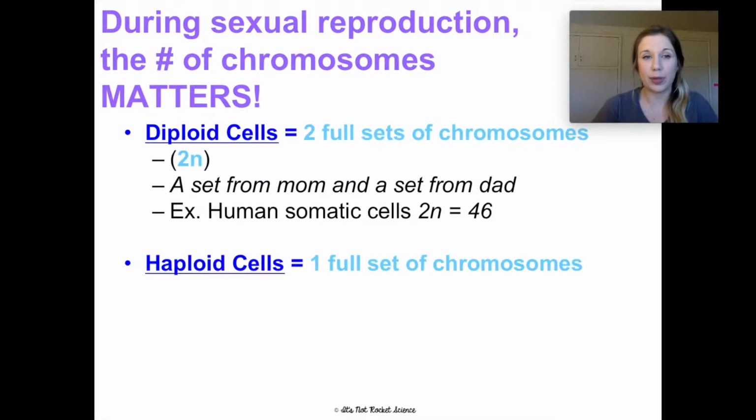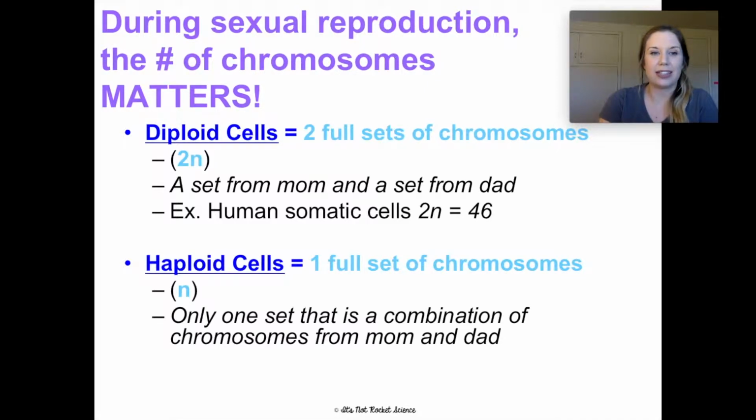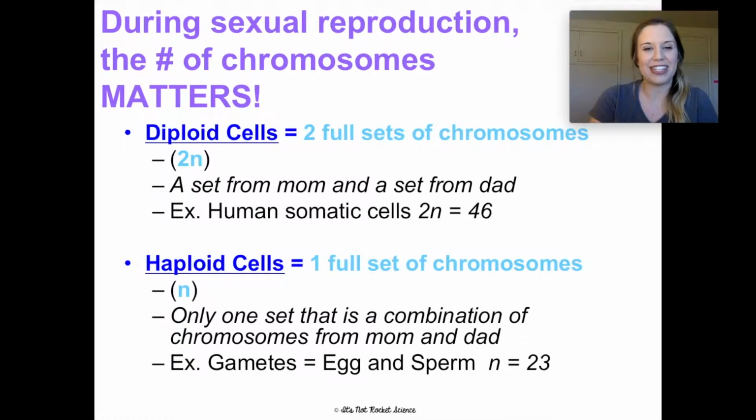Then we have haploid cells. You can think of haploid as half. That's how I would remember it. And that just means those cells only have one full set of chromosomes, or chromosome number N. And they have only one set that is a combination of chromosomes from mom and dad. And I might have just lost you with that last bit. Yes, haploid cells have one set that is a combination of chromosomes from mom and dad. Don't worry if you're confused, it'll all make sense soon, I promise. And examples of these types of cells are our gametes, egg and sperm cells, which have N equals 23.